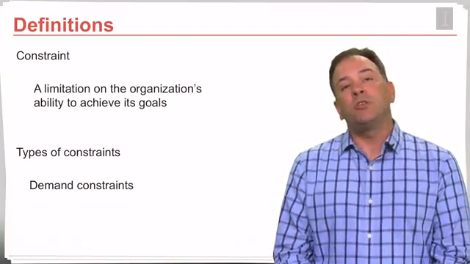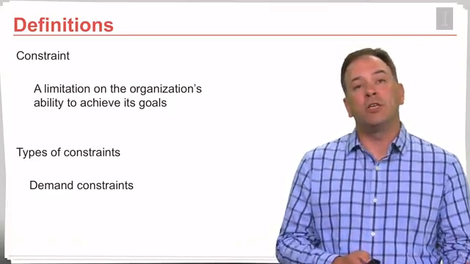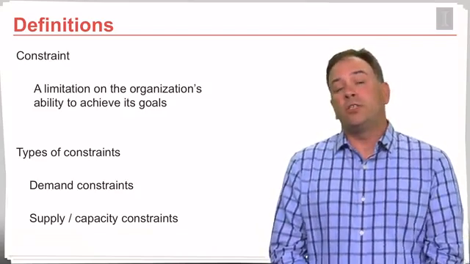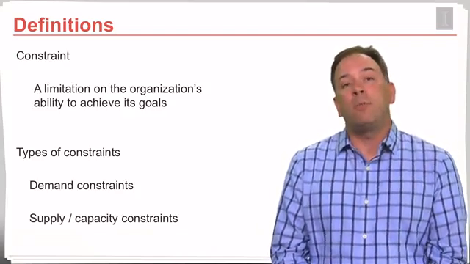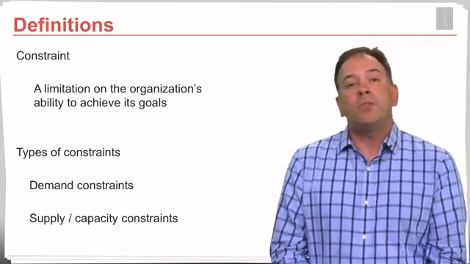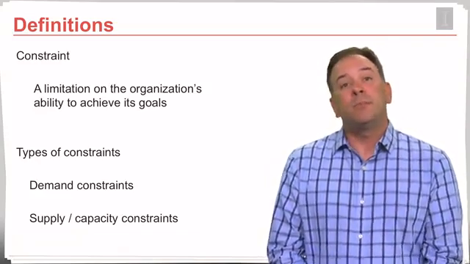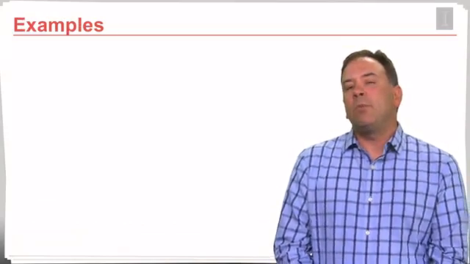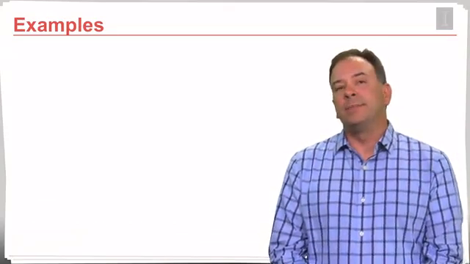But sometimes constraints occur inside of our organization, and we have supply or capacity constraints. Those are constraints that have to do with our internal operations. In those situations, there's plenty of demand for our product, but there's something about our ability to supply to that market.